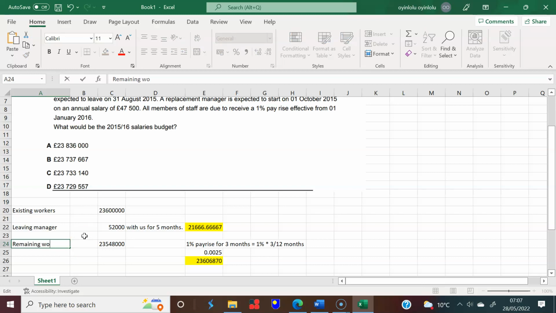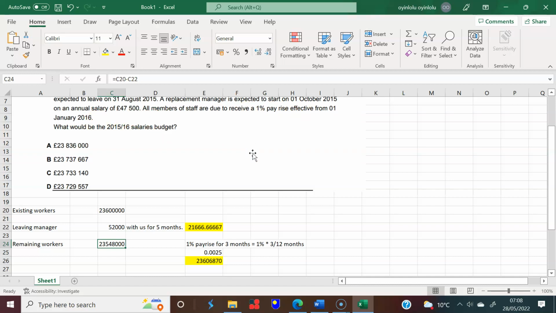I basically said, right, because the person leaving doesn't get any increase in pay, I've just taken them out. So anyway, 23.6 million, and you have remaining workers here. I've taken out the 52 because I'm doing an outturn budget. I'm putting in things that we're expecting to happen. So for these existing workers, a 1% pay rise for 3 months, because it says that it's just from the 1st of Jan. So I only need a pay rise for those 3 months.